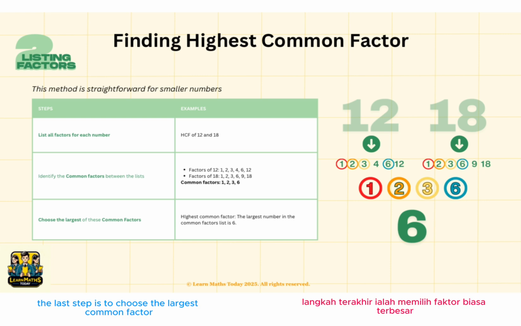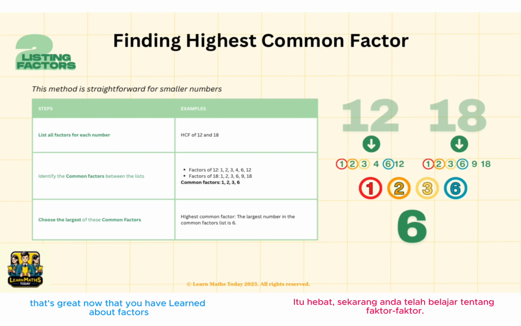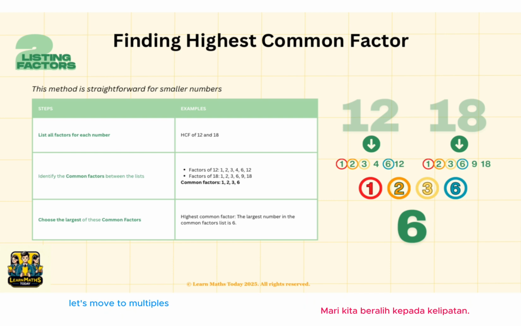The last step is to choose the largest common factor. In this example, the highest common factor between 12 and 18 is 6. That's great. Now that you have learned about factors, let's move to multiples.